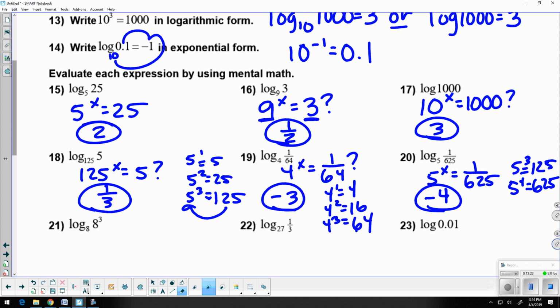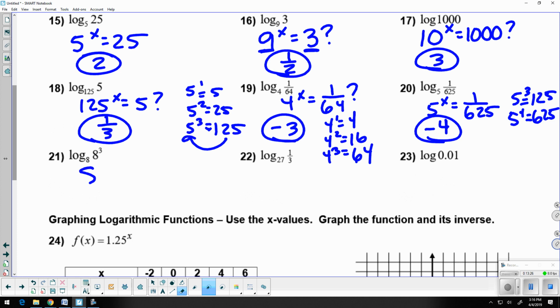All right, so 21, the question is 8 to what power is 8 cubed? Well, that's kind of obvious. It has to be 3. 8 cubed is 8 cubed, right? And then for 22, 27 to what power is going to be 1/3? This one's a little bit trickier.